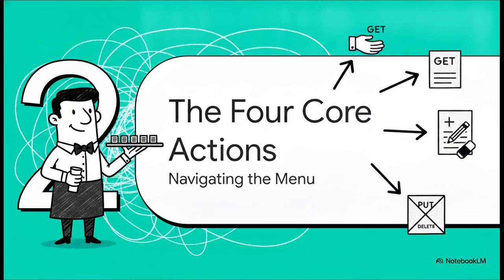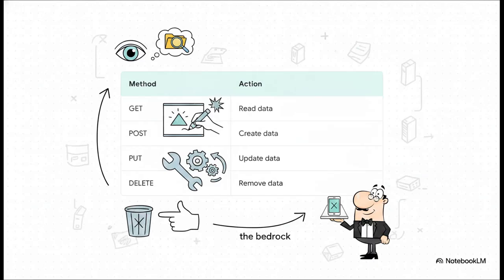Moving on to Section 2, the 4 core actions. Let's navigate this menu. So how do we actually talk to our digital waiter? We command it using exactly 4 main actions. When you send a GET request, your mindset should just be, give me information. POST, that means create something new. PUT is your go-to tool to modify existing data. And DELETE, well, that's exactly what it sounds like. Remove this item.